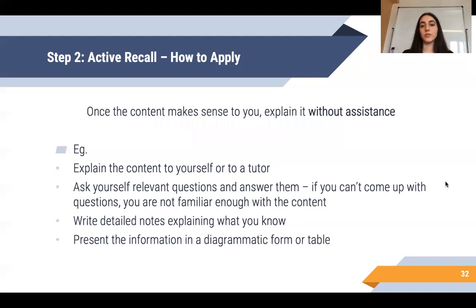You can write notes explaining what you know, again, without any assistance. So don't copy the notes from your textbook. And presenting the information in a table or a diagram. This last point is especially helpful for physics because oftentimes in exams, they may ask you to draw a diagram of a process. And it's going to be really useful if you do that for practice at home anyway. So if you struggle with any of these, it means that you're not familiar enough with the content and you have to go back to step 1, which is passive learning.